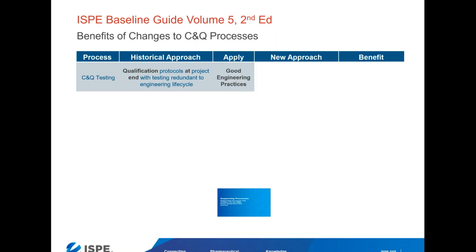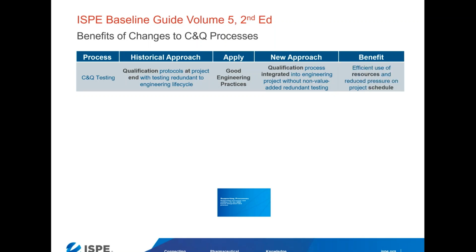So the revised baseline guide applies robust and mature good engineering practices. As a result, the qualification process is integrated into the engineering project without introduction of non-value-added redundant testing. As a benefit, this approach is an efficient use of resources, and it reduces pressure on the project schedule. As I'm sure everyone who is involved in validation knows, schedule compression always leads to a lot of stress for the validation team and phase of the project. This approach helps minimize that schedule pressure while also eliminating non-value-added redundant testing.